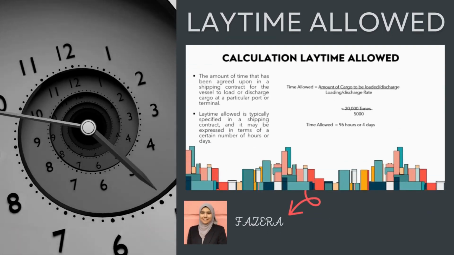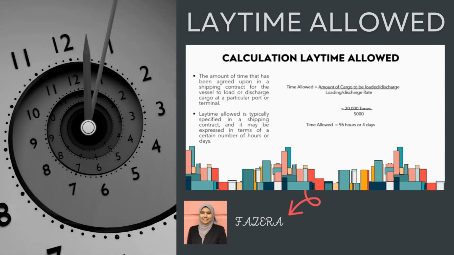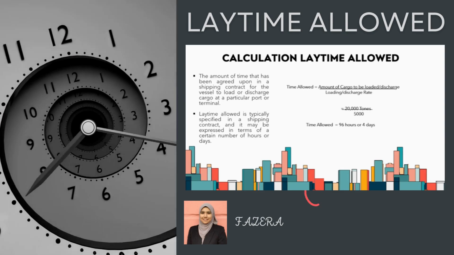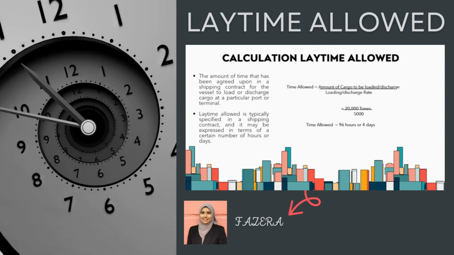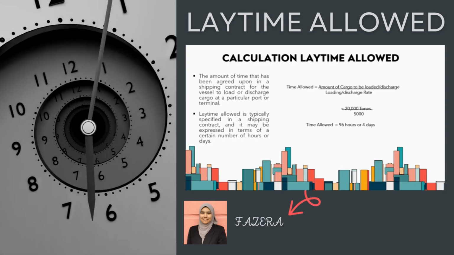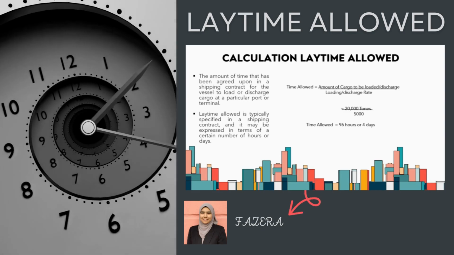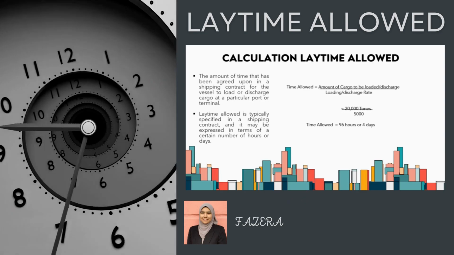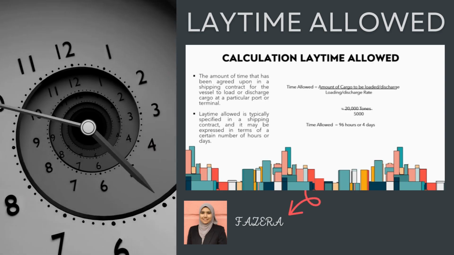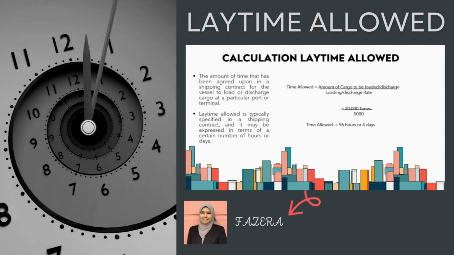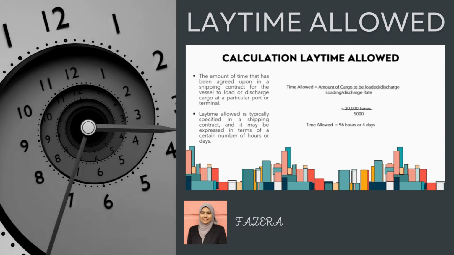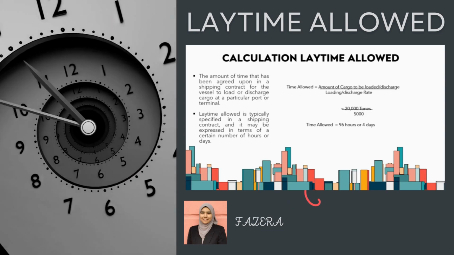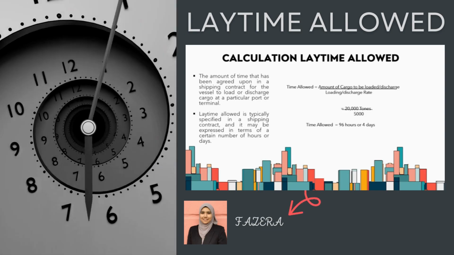For this part, I will explain the calculation of laytime allowed. Laytime allowed is the amount of time that has been agreed upon in a shipping contract for the vessel to load or discharge cargo at a particular port or terminal. Laytime allowed is typically specified in a shipping contract, and it may be expressed in terms of a certain number of hours or days. So, for the calculation, time allowed equals the amount of cargo to be loaded divided by the loading or discharge rate. So, equal to 20,000 tons divided by 5,000. As a result, time allowed equals 96 hours or 4 days. Thank you. Prepare the timesheet.